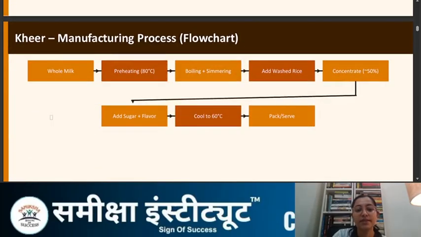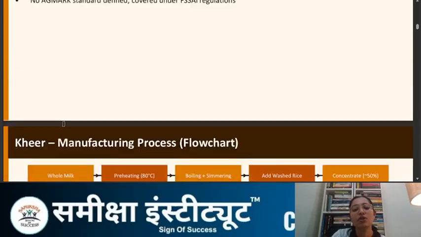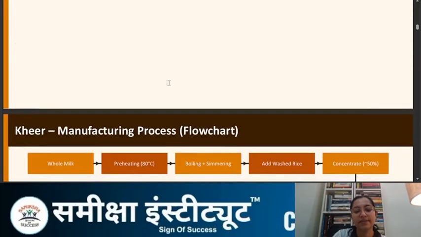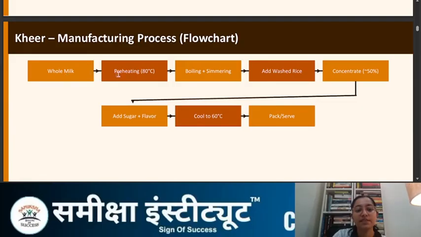Next, coming to the method of manufacturing. We've already discussed how it is manufactured. The definition is important here: a heat desiccated sweetened milk product prepared by concentrating whole milk with added sugar, rice, vermicelli or sugar. Again, eliminating these, or they can be added together as well. So whole milk is preheated, then boiling and simmering is done. Then washed rice is added.